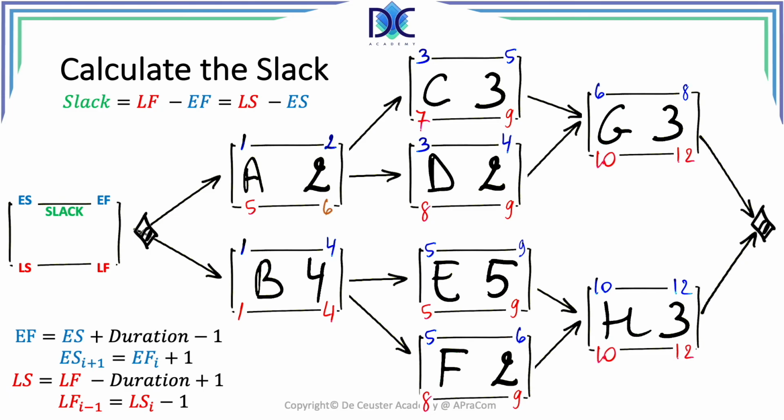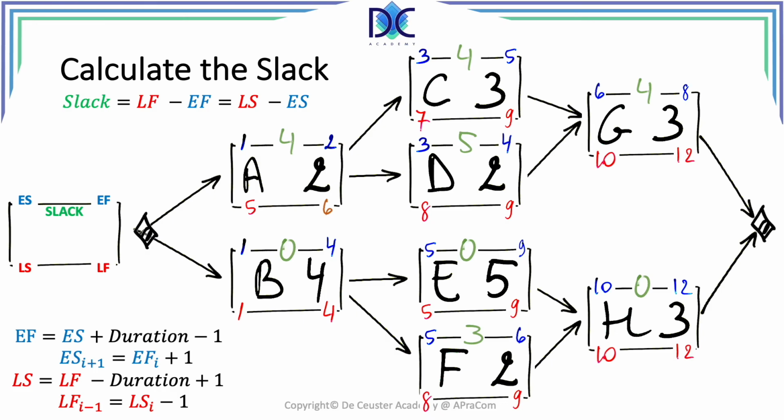The formula is on the top left, and the float or slack is equal to the difference between late start and early start, or late finish and early finish. For activity A, we find that the slack is 6 minus 2 is equal to 4, and we continue this for all the activities. For B, we find 0. For C, it is 4. For D, it is 5. For E, it is 0. For F, it is 3. For G, it is 4. And finally, for H, it is 0.